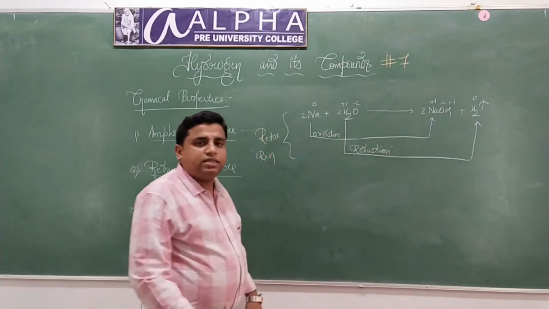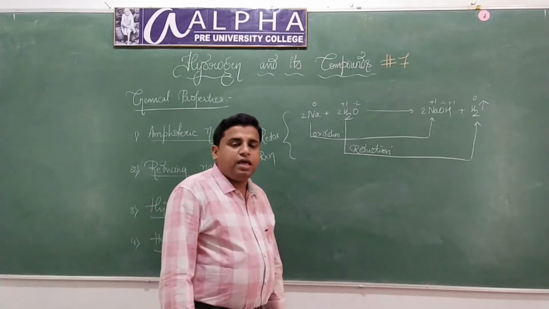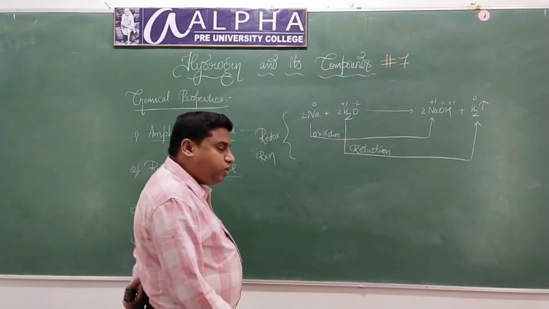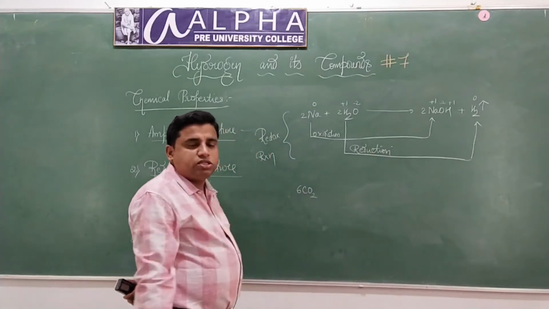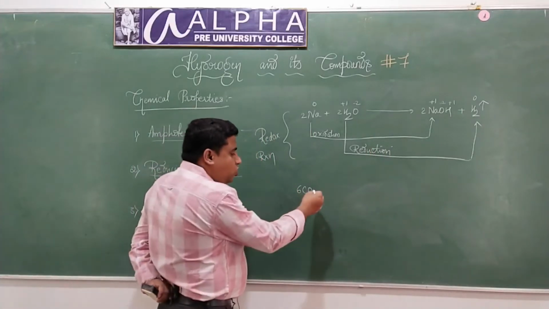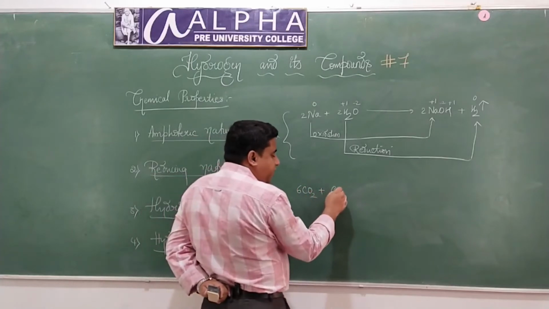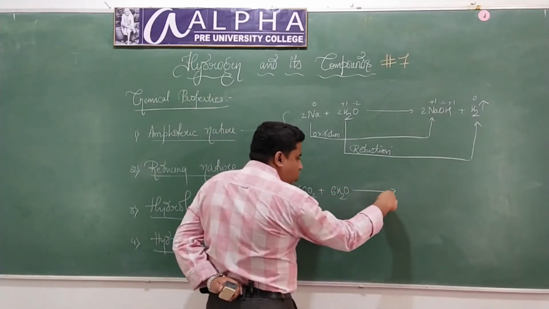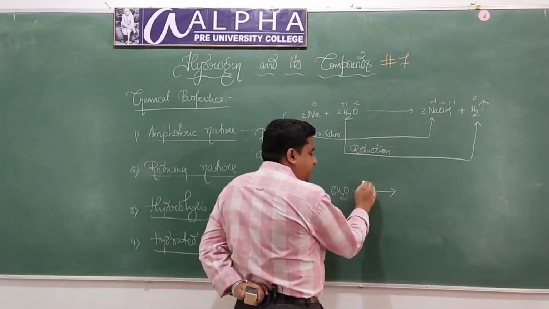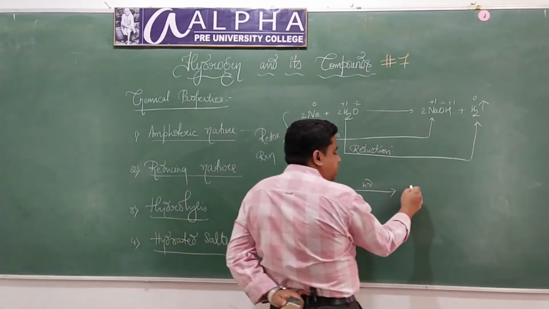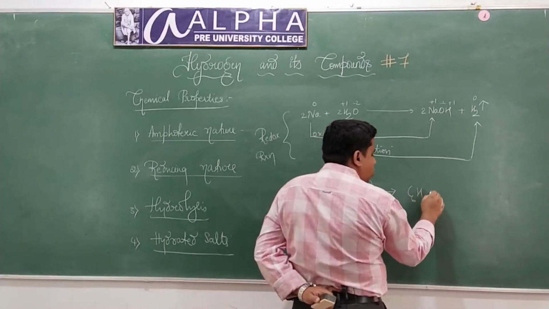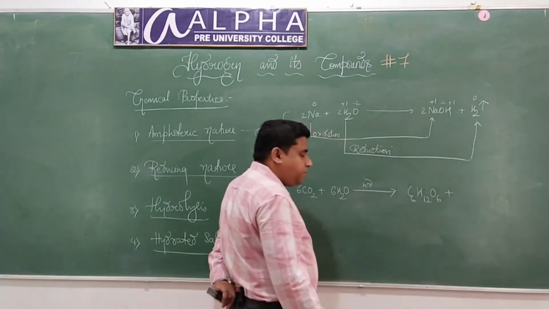This is the best example for what type of reaction? Redox reaction. I can give you one more example, where 6 molecules of carbon dioxide combine with 6 molecules of water in the presence of sunlight, which is nothing but the photosynthesis reaction. What will it give? C6H12O6 plus what else?